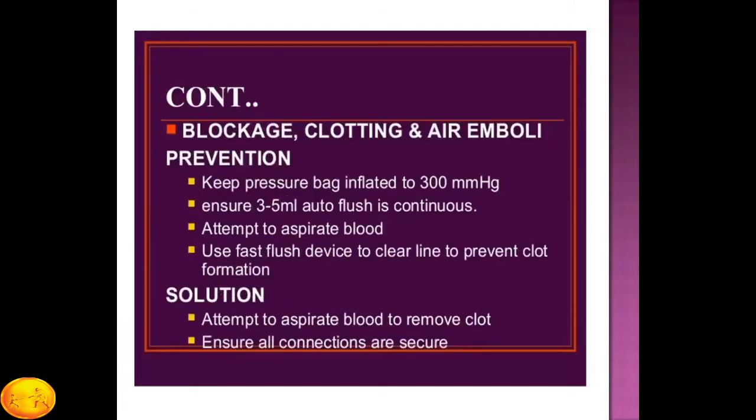Then blockage. As I told, we need a pressure pack system to continuously flush the system. Otherwise, what will happen? The blood will be stagnant in the hollow catheters, and there will be clot formation. So this we have to flush continuously, and that's why we need the pressure pack. So keep the pressure bag inflated to allow some pressure. We keep 300 millimeters of mercury, and continuous flushing is going on. So we can avoid blockage, clotting, and air embolism.